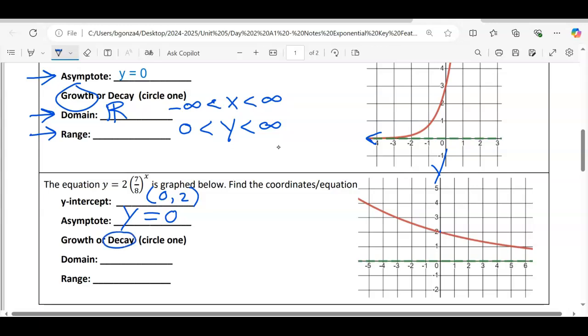And what did I say about domain and range? It's always the same, because it goes forever to the left, forever to the right. So go ahead and put negative infinity less than x less than infinity, and the range doesn't go below 0. So 0 less than y less than infinity. Make sure you have that down and flip it over. We got a few more things to talk about with the equations, and then I'll be out of your hair.